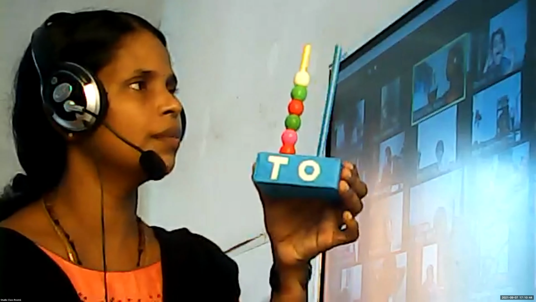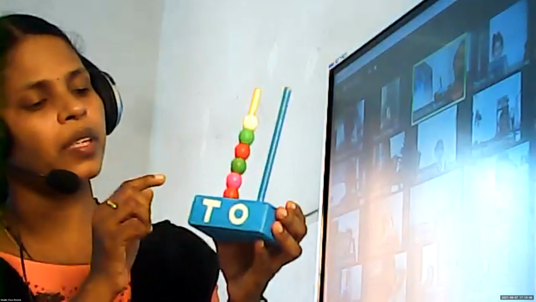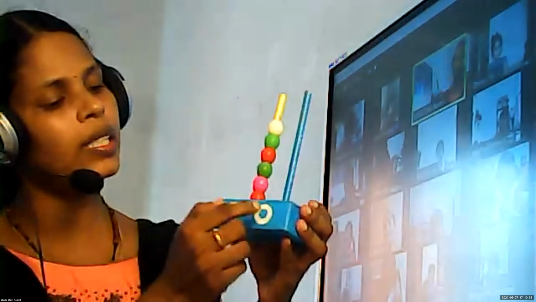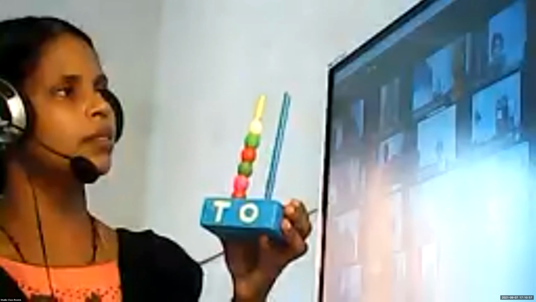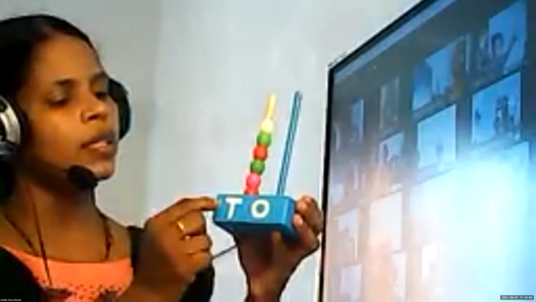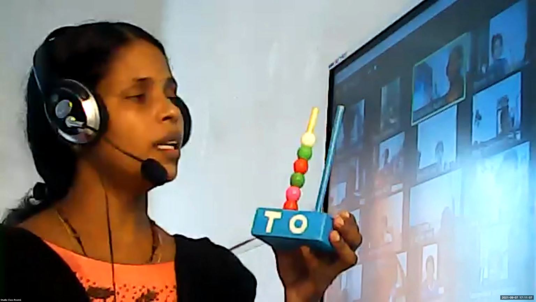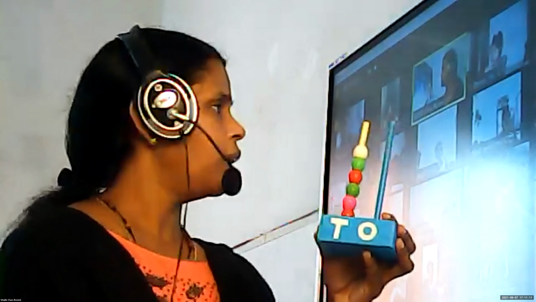Now, Diya, tell me the answer. What's the number, Diya? See, at the tens space, you can see 1, 2, 3, 4, 5, 6. And the ones space, nothing is here. What's the number? 6 tens and 0 ones. It's 60. The number is 60.